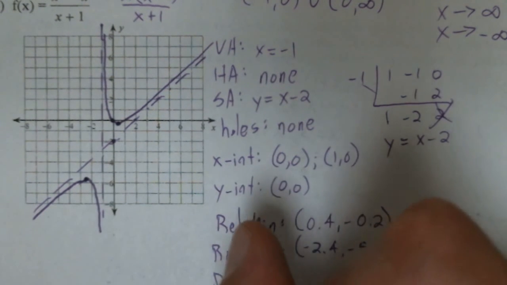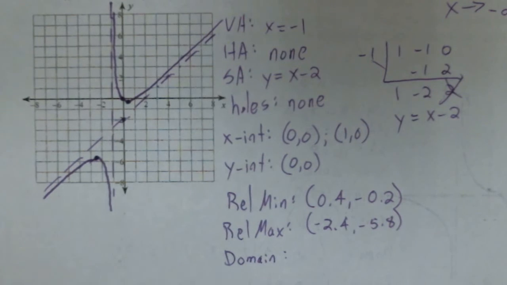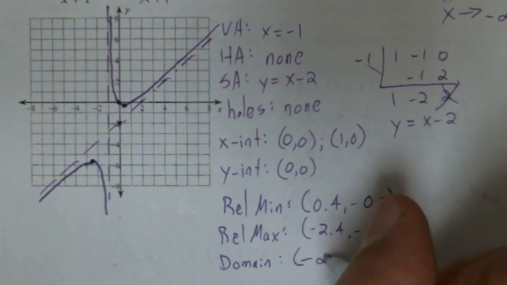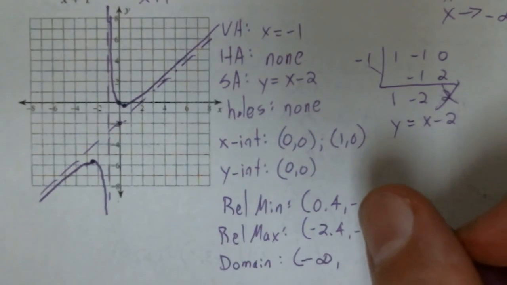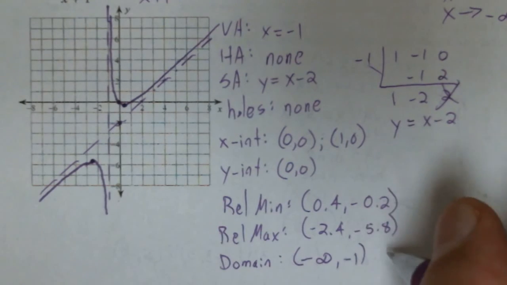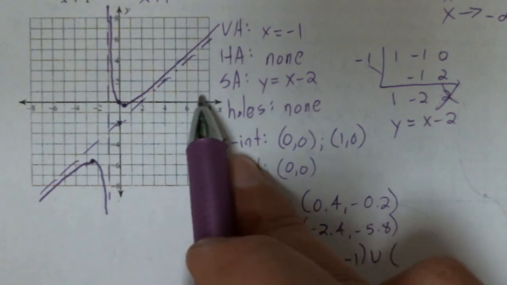And so now we're ready for the home stretch. Domain, where do I have x values? I have x values everywhere from negative infinity until I hit what? Until I hit that vertical asymptote. So negative infinity to negative 1, okay, and then union, and then I'll continue to have x values from negative 1 forever.